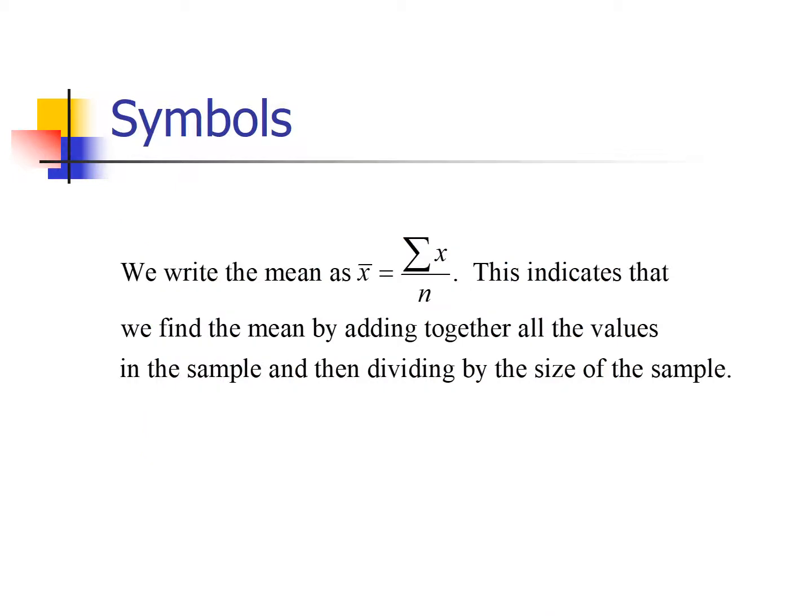So we can write the mean as, well, a few things. First, we often abbreviate the sample mean. Rather than write the phrase sample mean over and over, we abbreviate it with X bar. It's the letter X with a little horizontal bar over it. We verbalize that as X bar. That's our abbreviation for the sample mean.